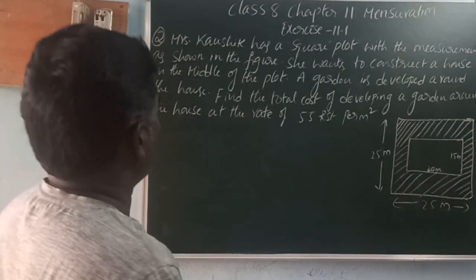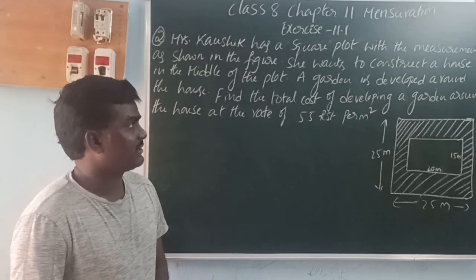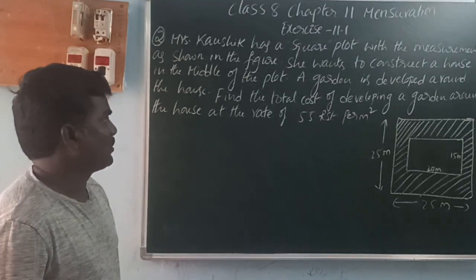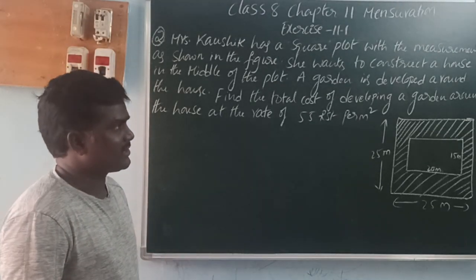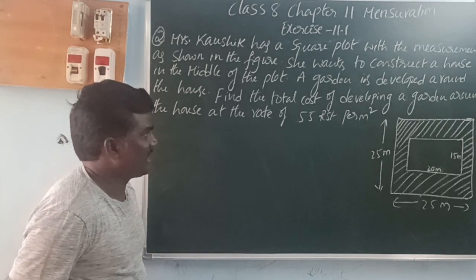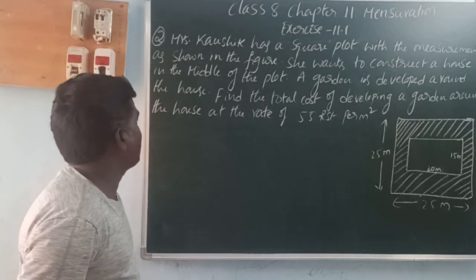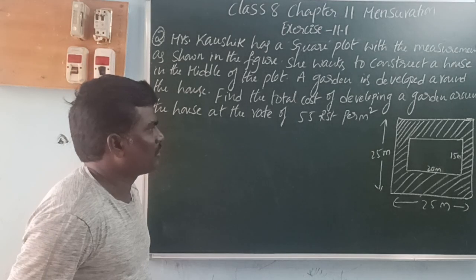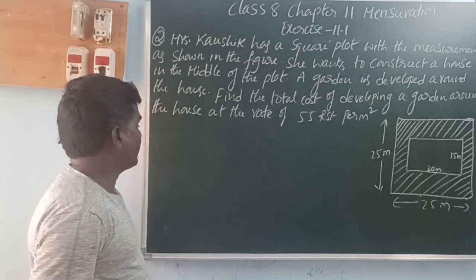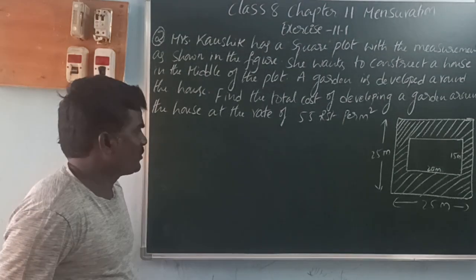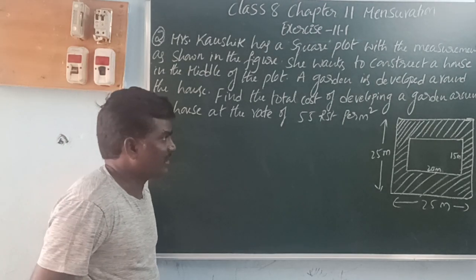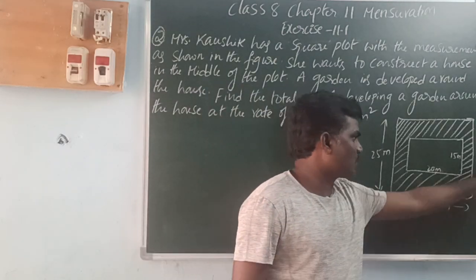Next, Mr. Kaushik has a square flat with the measurements as shown in the figure. She wants to construct a house in the middle of the flat. A garden is developed around the house. Find the total cost of developing a garden around the house at the rate of 55 rupees per meter square. So this is the square field.